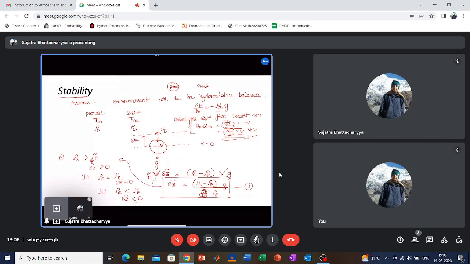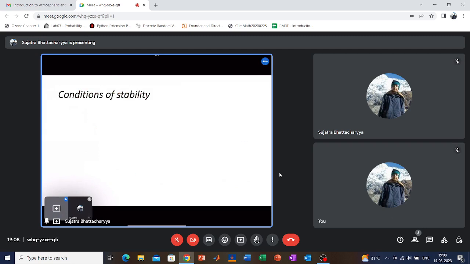Fine. Now we will derive much further. Okay, I'm starting from this top. Now delta z double dot from 1. Okay, delta z double dot can be written as, see, we have (rho e minus rho p) by rho p into g. This is the thing, right?